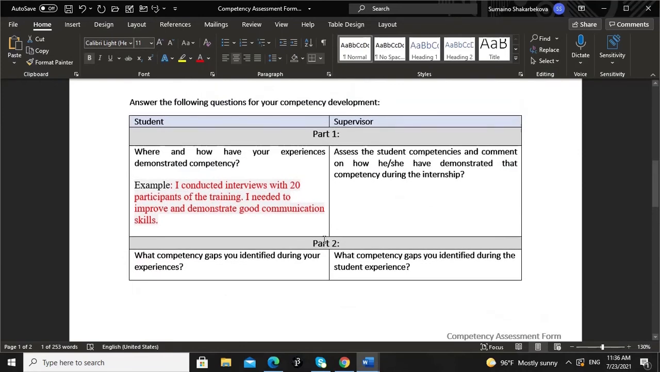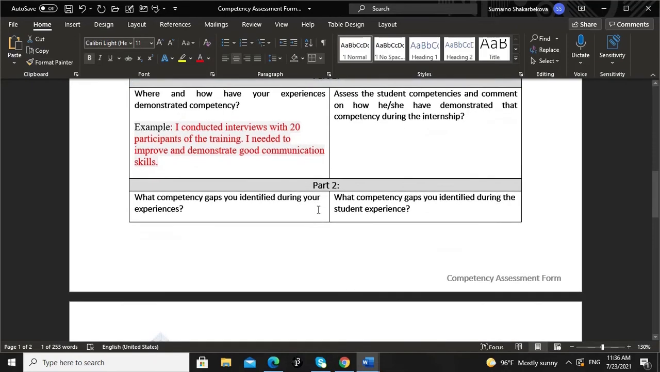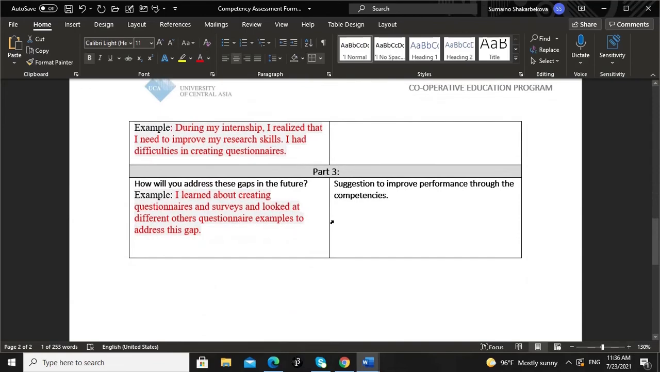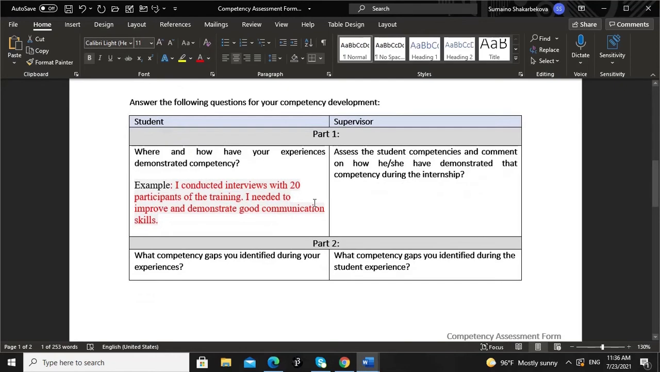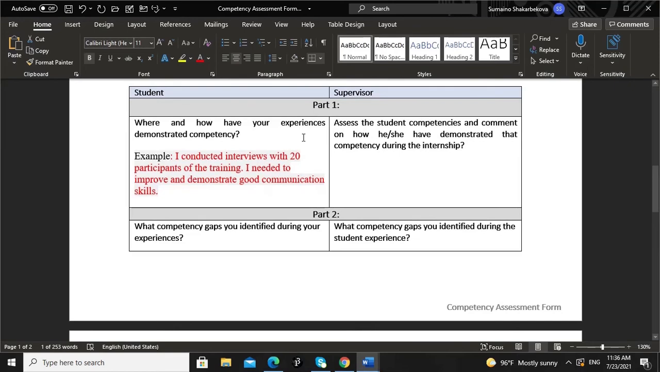So what do those sections mean? This document should be completed in the beginning of your internship, which is part one, and then at the middle of your internship, which is part two, and then at the end of your internship, which is part three. So let's see how students should complete this last part of the competency assessment form. In part one, in the beginning of your internship, when you complete this assessment form, it will ask this question: where and how have your experiences demonstrated competency?